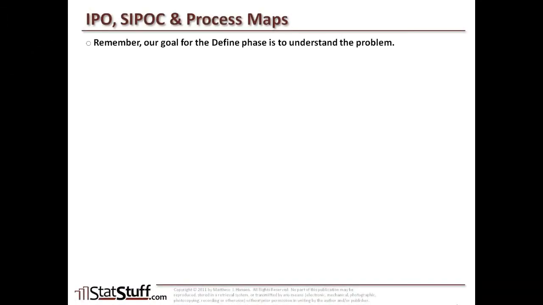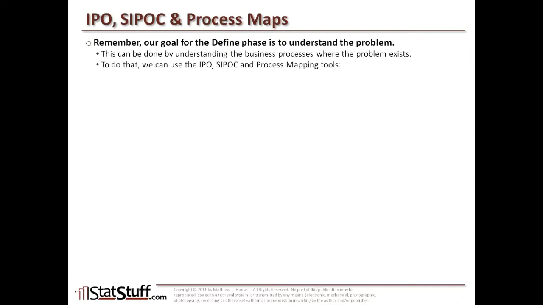We need to remember that our goal for the define phase is that we're trying to understand the pain and severity being felt within the business. What's truly the problem that we're trying to understand? Now, we can do this by understanding the business processes where the actual problem exists. So in order to do that, we can look at the IPO flow model, the SIPOC, and process mapping tools to give us a better understanding of that.